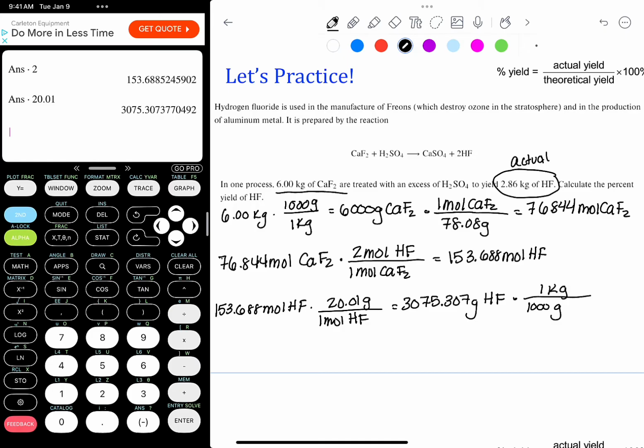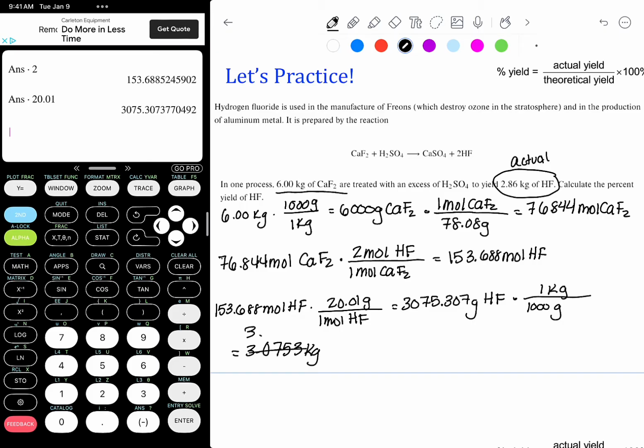So we get kilograms to be 3.0753 kilograms. We can round that off to 3.08 kilograms for sig figs. And then that's our theoretical yield.